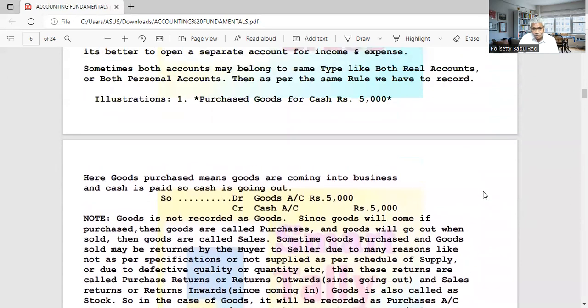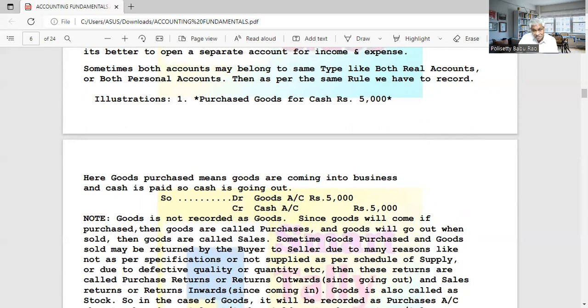And one more instance. When you purchase the goods, goods is coming in. When you sell the goods, goods is going out. But when some of the purchased goods are returned back to the supplier, goods is going out. When you return the goods of purchasing, that is called purchase returns. So in the case of purchase returns, goods are going out. In the case of sales also, goods are going out. In the case of purchases, goods are coming in.